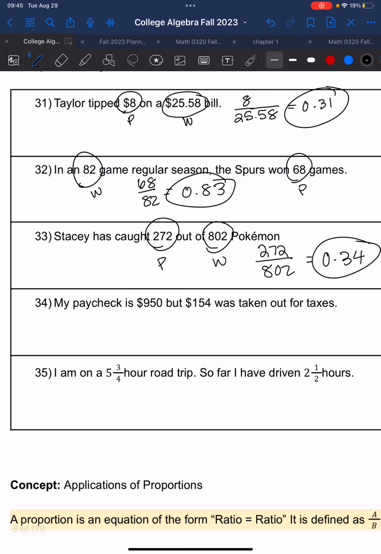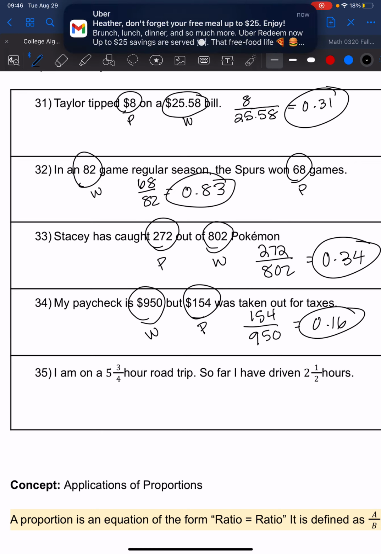Number 34 says my paycheck is $950, but $154 was taken out for taxes. So the total paycheck, $950, is our whole. The $154 is the taxes taken out, so that's part of our paycheck. So we have $154 over $950, that is our ratio. Turning our ratio into a decimal, we get 154 divided by 950, approximately 0.16, which tells us that the taxes taken out of the paycheck were about 16%.